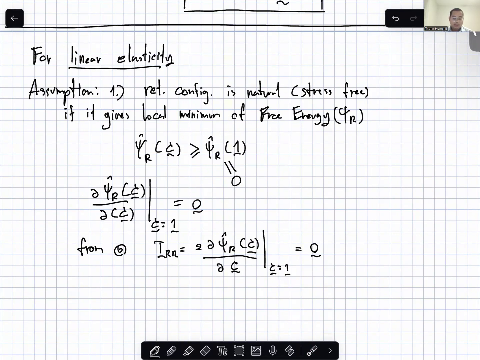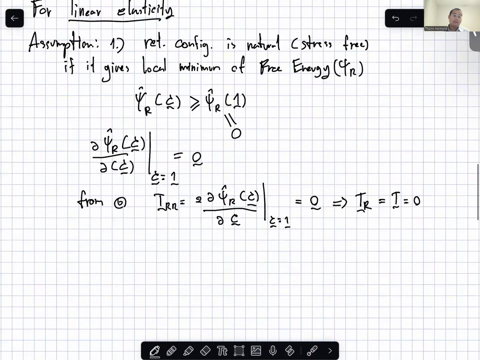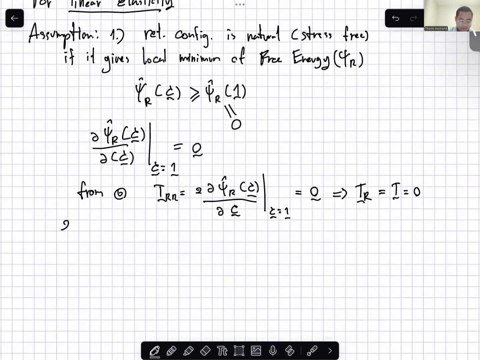So if TRR is 0, then we can write that the first PLR curve and the Cauchy stress tensor is also 0. So basically, the first assumption is the reference configuration is natural, or stress-free. Okay, so this is the first assumption, and the second one.